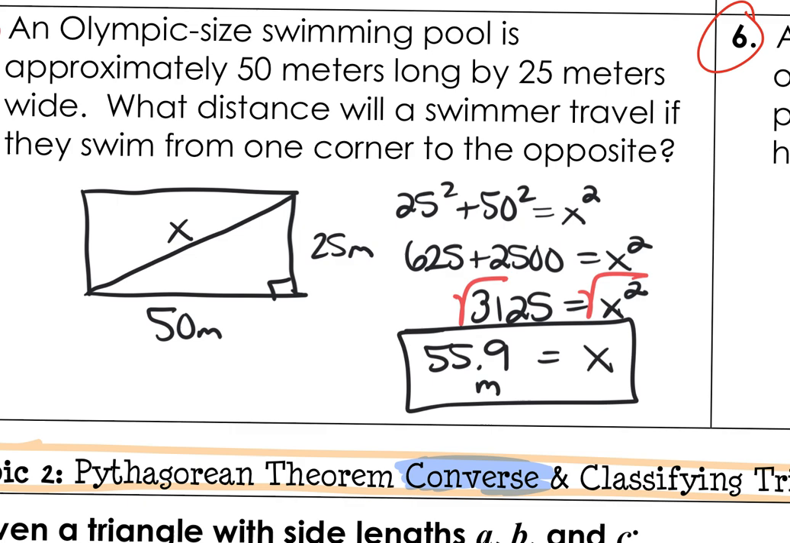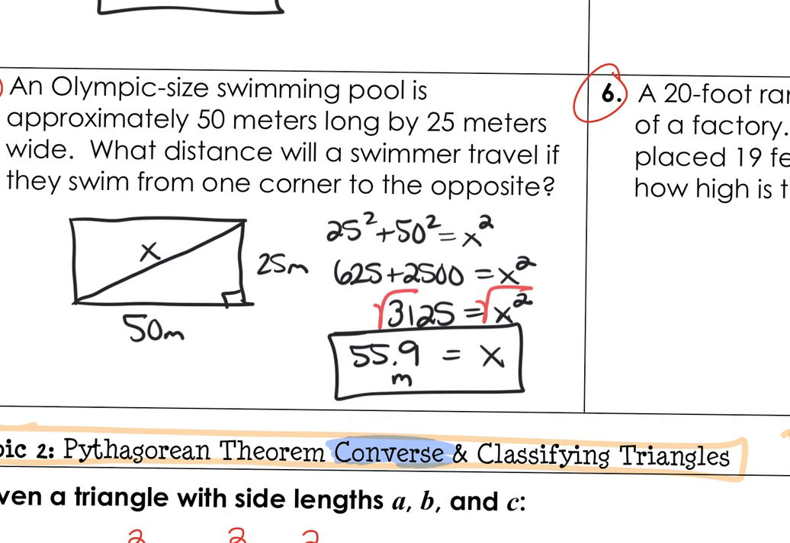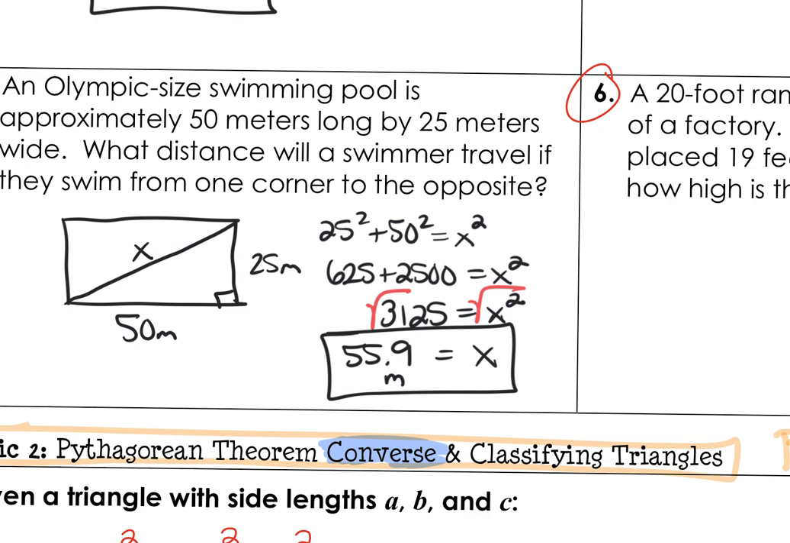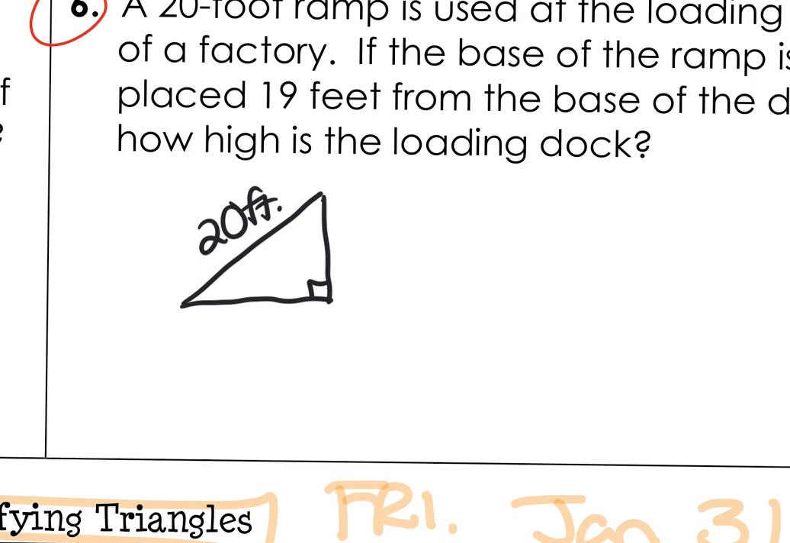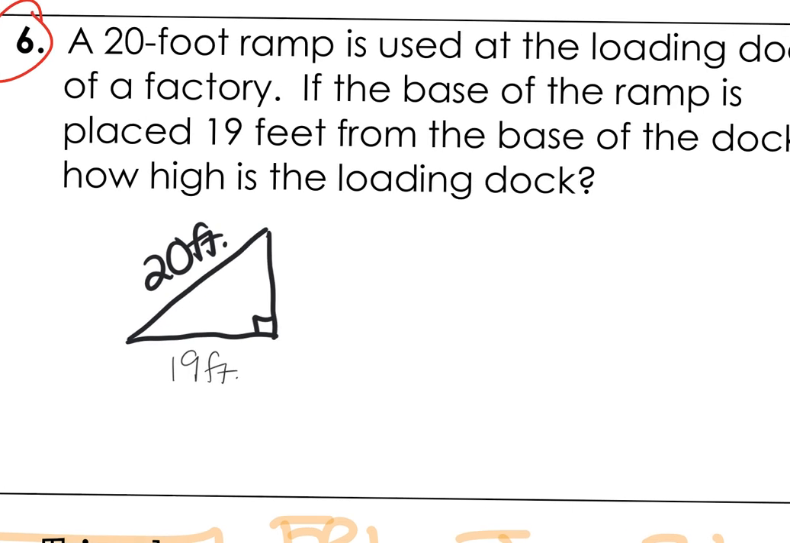Okay. I want you guys to take a moment and I want you to try number 6 for me. Make sure you draw a picture. Let's take a look at number 6. So first off, setting it up, right? Your ramp is obviously always going to be your hypotenuse, your diagonal piece. So that would be my ramp. It says that it is 19 feet from the base of the dock, so that's gonna be my 19 feet. And you need to find how high the loading dock is. There should be a picture for you, okay?